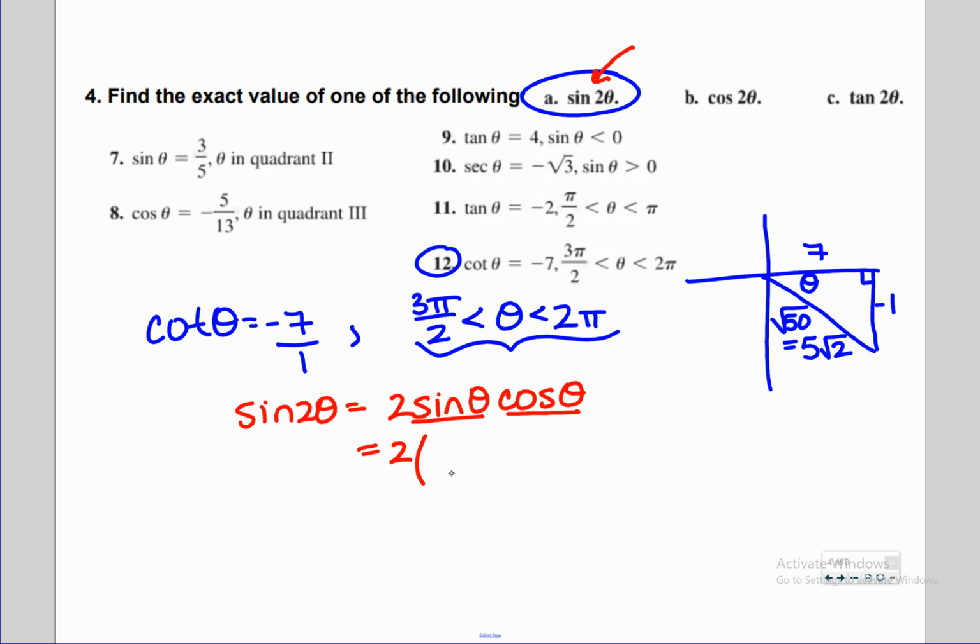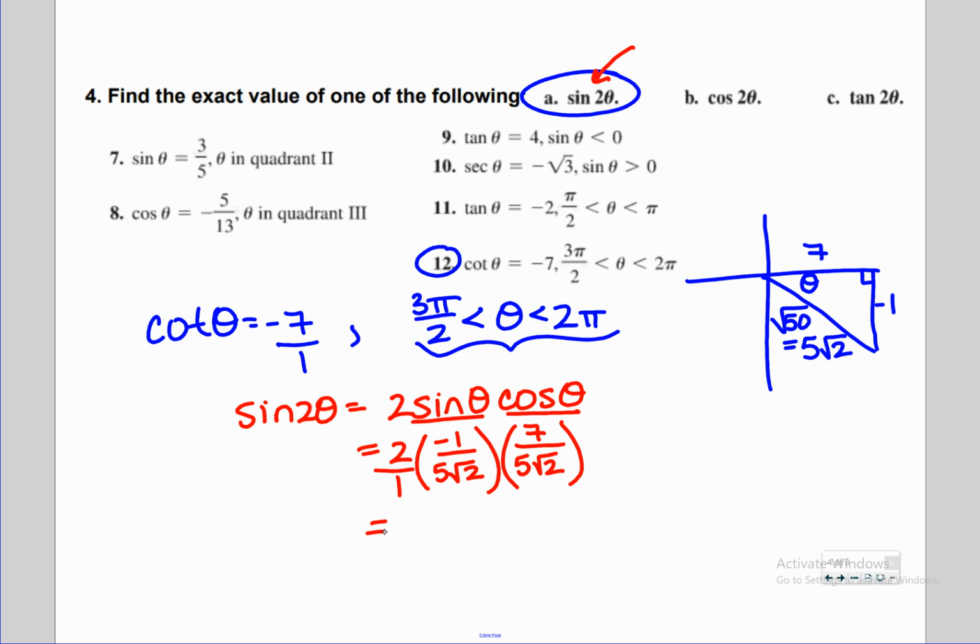All right, so I'm going to have 2. My sine in the triangle is opposite over hypotenuse, so -1 over 5 rad 2. And my cosine is adjacent over hypotenuse. And remember that 2 out front is a 2 over 1. Okay? So we're multiplying all the numerators together, all the denominators together, and you can use your calculator as you see fit here.